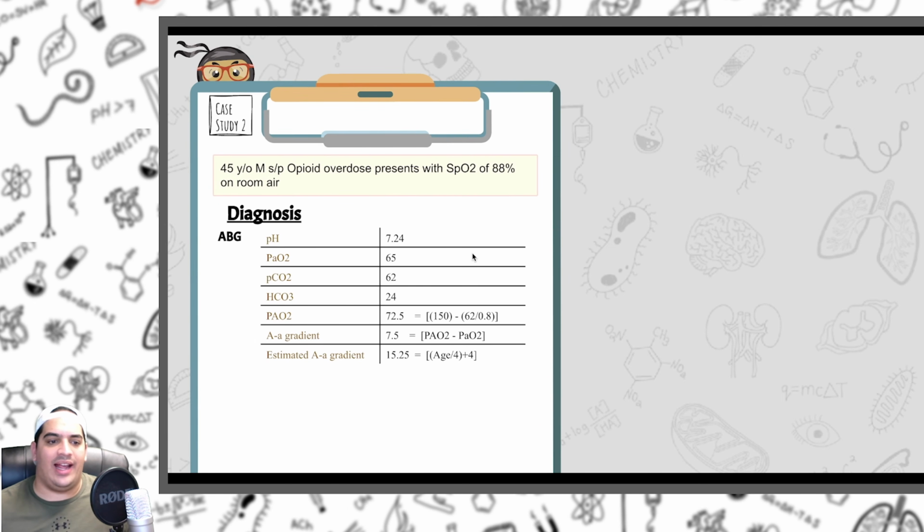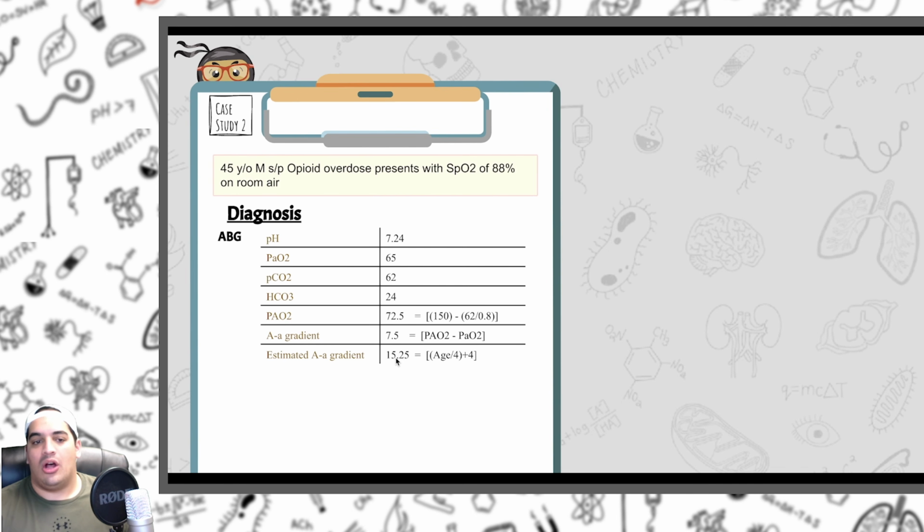But then we go to the AA gradient, so we calculate the PaO2. We utilize that to calculate the AA gradient, and we obtain that that's 7.5. The estimated is 15.25, so it's not increased above the estimated. So it's not an increased AA gradient. Therefore, it is not a VQ mismatch. Therefore, it is not any type of problem with a shunt physiology or diffusion problem.